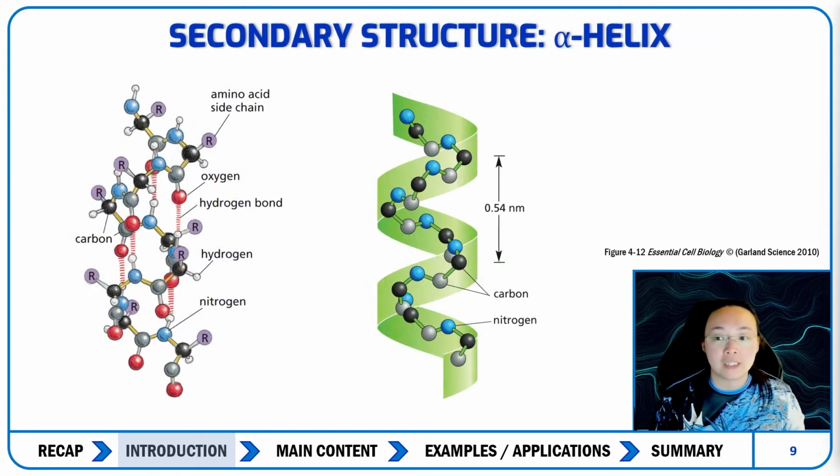Starting with the alpha helix. Looking at the alpha helix, we have hydrogen bonds between the N-H and the C=O. You can see over here, the red dotted dashed lines refer to the hydrogen bonds. So that's between the NH and the CO groups in the polypeptide backbone. We can represent this as a helical structure. So we can simplify it to something like this, with each turn being 0.54 nanometers.